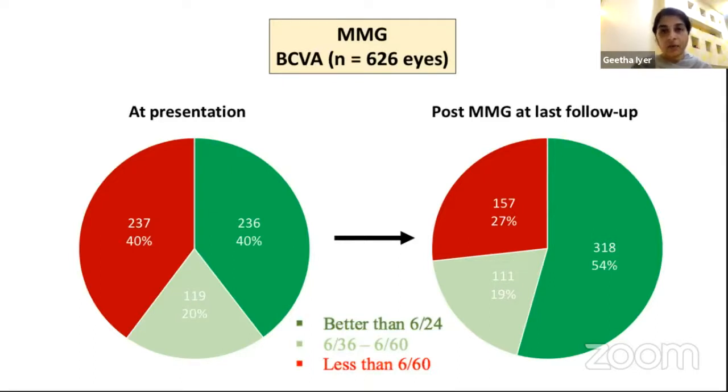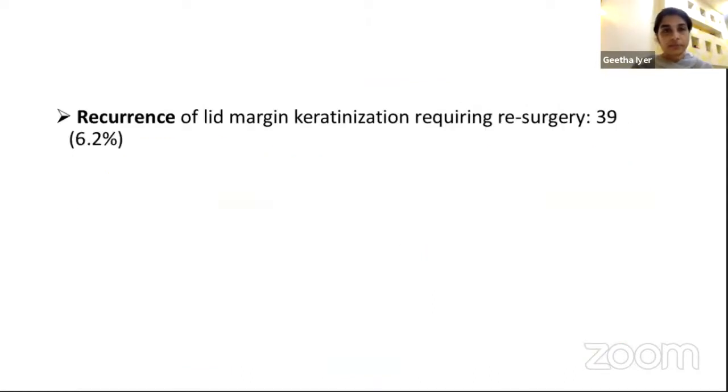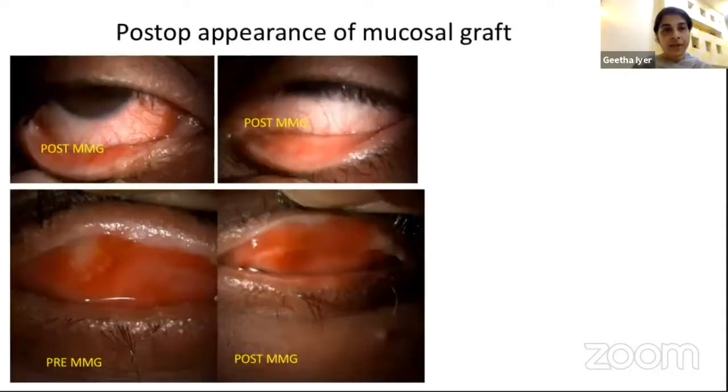The basic aim of mucous membrane grafting is not to improve vision, but definitely in most of these eyes, the vision does tend to improve once the surface stabilizes and improves with respect to the punctate epitheliopathy. There can be a recurrence of lid margin keratinization requiring a resurgery in few of these eyes, and in our experience, this has been somewhere around 6%.